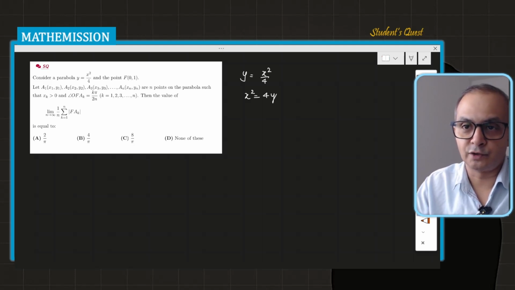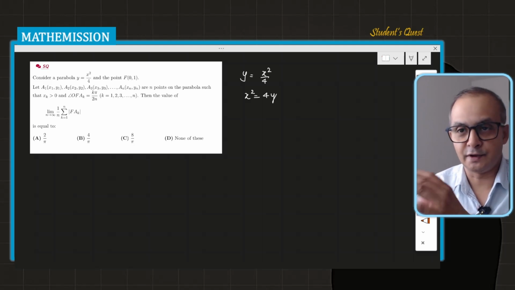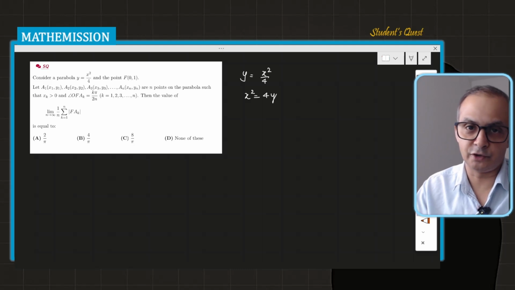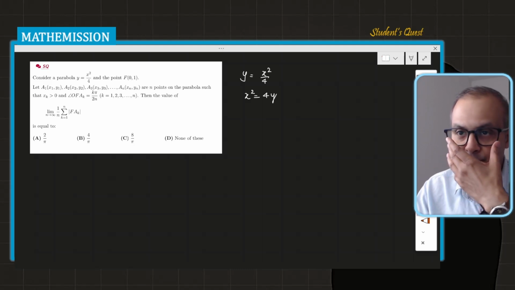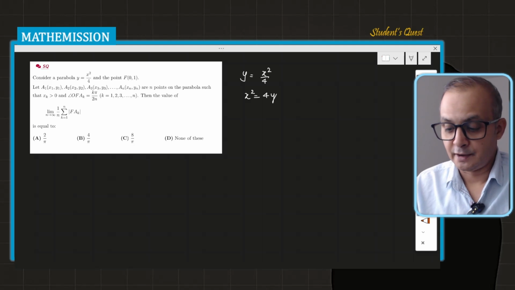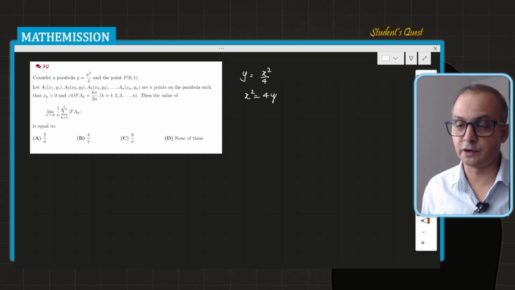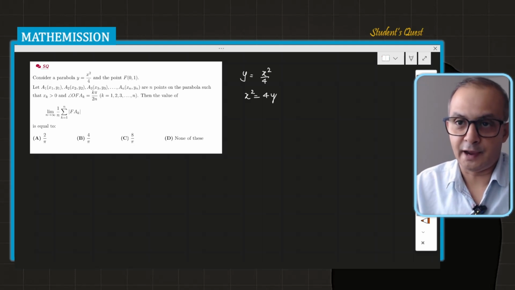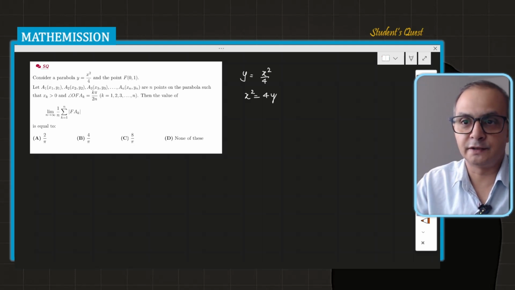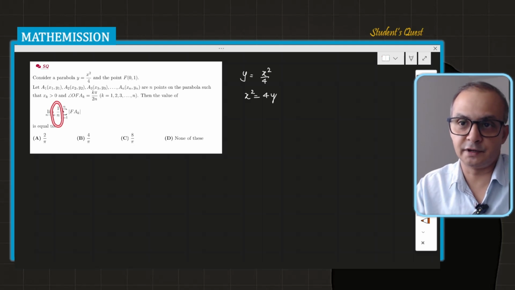Then we have to find the limit of this summation, where inside the summation I have FAk, which means we are just finding the distance of any point on the parabola from the focus. So this question is actually a combination of two concepts, coordinate geometry and limits. And because 1/n is given, perhaps this will turn into the definite integration as the limit of a sum.